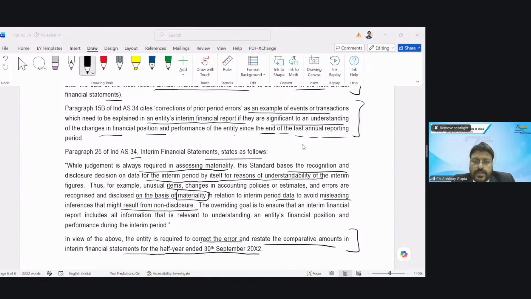Because today both the standards we have discussed in detail, right? And I have talked about the key requirements from both the standards. Now, if somebody asks you a plain vanilla question, what are the key differences between Ind AS 1 and Ind AS 34? What would be your answer?